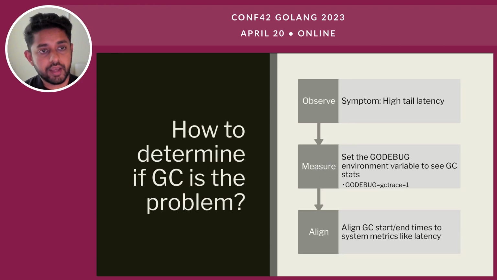So then, how does one go about determining if garbage collection is actually the problem for your application? Typically the way this conversation starts is you see that your application is suffering from really high latency issues. So that's your symptom, that's what you observe. Intuition is really the first step towards figuring out if GC is the problem. Typically, if garbage collection is the reason for your application's performance suffering, you'll see really high tail latency.